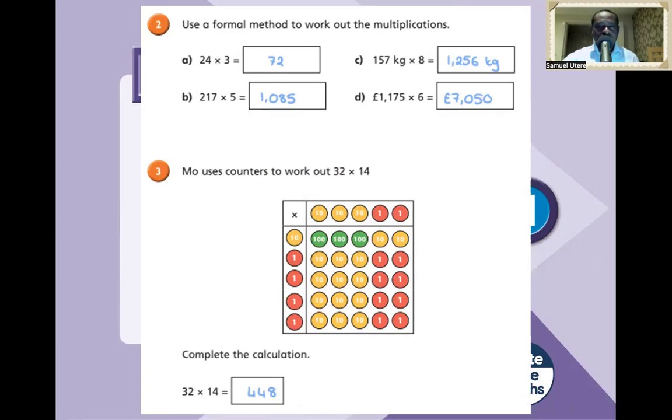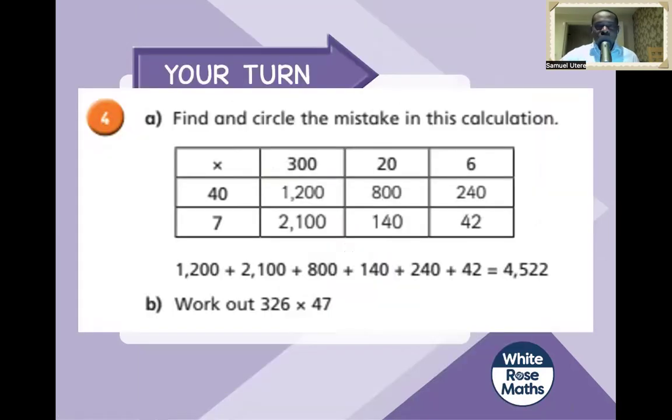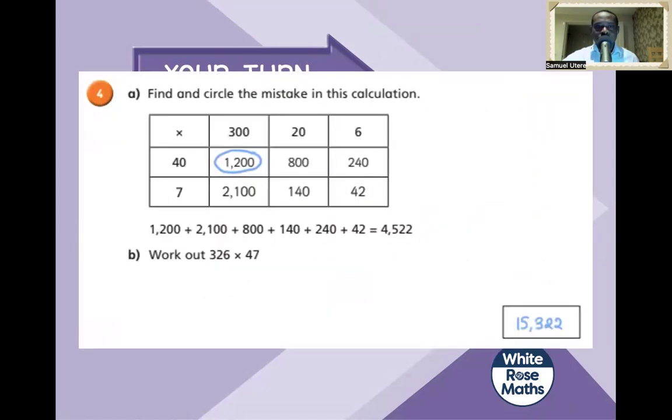And then here you're asked to use counters. So Mo uses counters to work this out, and you're asked to complete the calculation. So here you just simply add these. That's all. You add these, then you do your exchange, which I think you could do, and then you get your answer. Pause the video and answer question 4 in 2 minutes. Assuming you've paused the video and you've answered the questions, here are the answers.